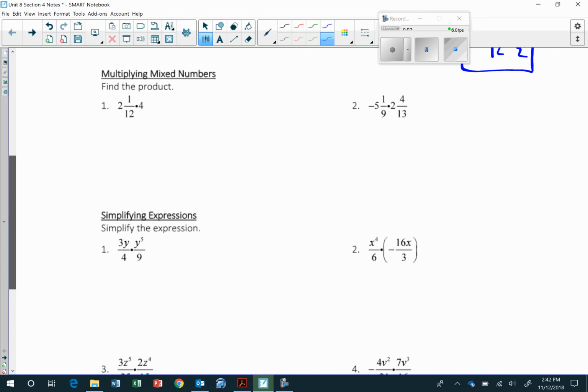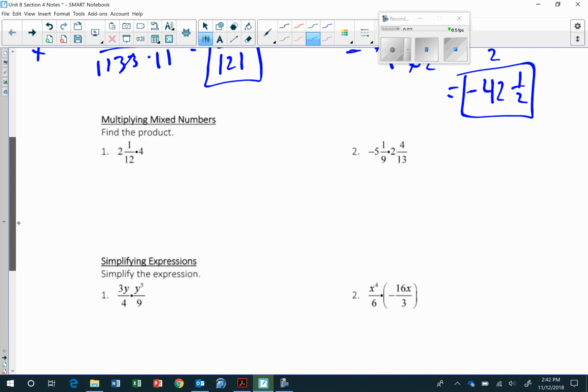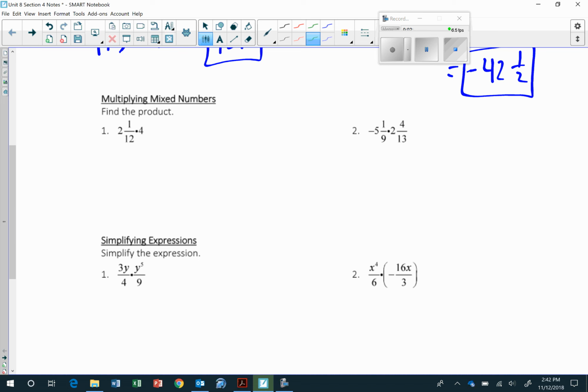On the next section, we're multiplying mixed numbers. And when we're multiplying mixed numbers, it's always going to be easiest to turn them into improper fractions first. So 2 and 1/12 I can rewrite as 25 over 12. That's 12 times 2 plus 1. And then I'm going to multiply that by 4 over 1, just writing 4 as a fraction.